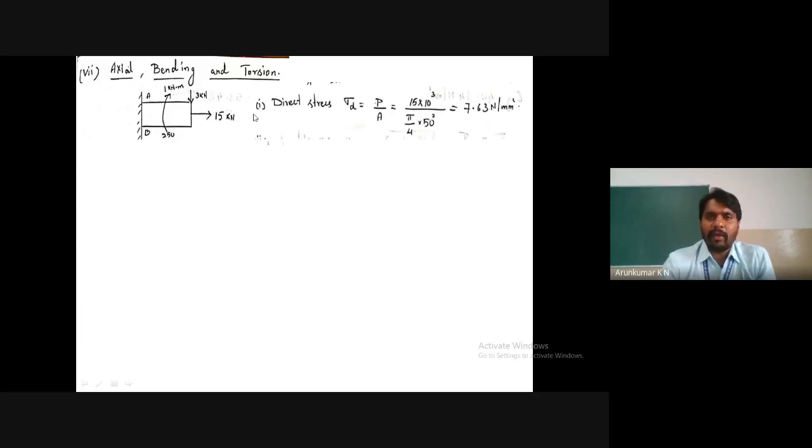Yeah, look at this. I have shown the complete calculation in this problem. Direct stress is given by load by area. Load is 15 into 10 power of 3, area is pi by 4 d square, 50 square. Got sigma d.